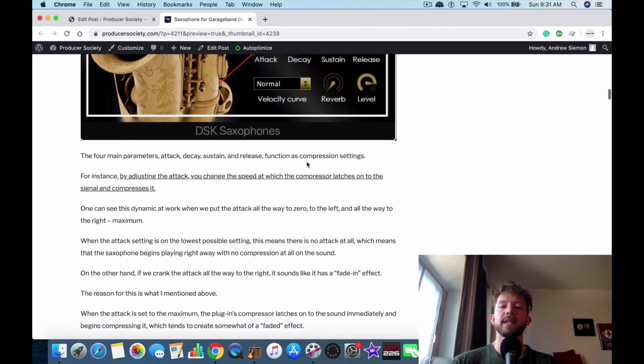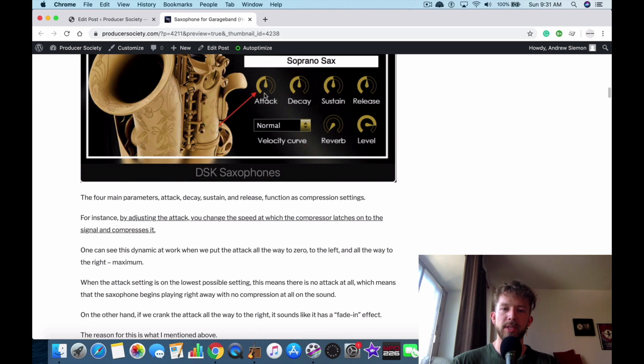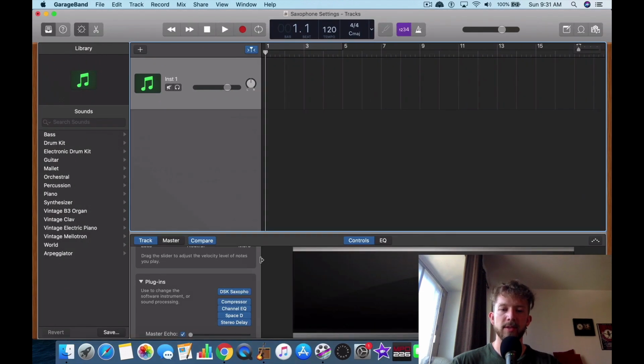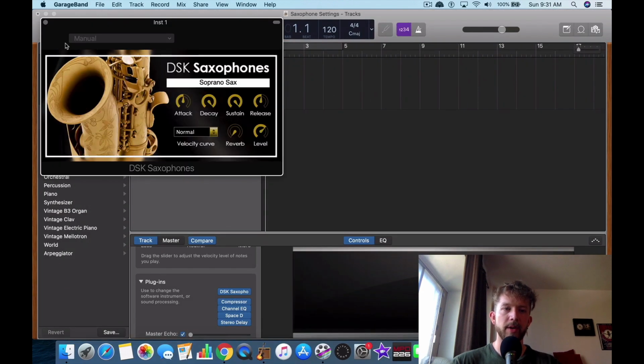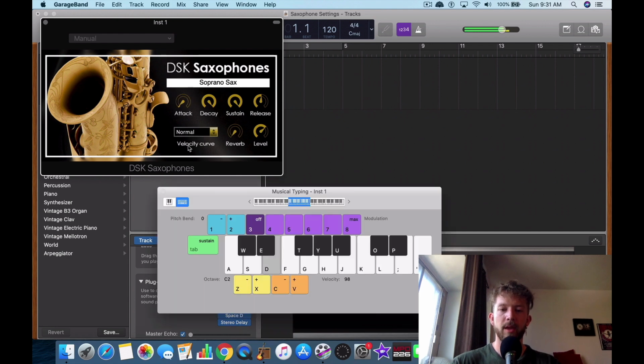So I'll tell you what the attack does. The attack, which you can see right here, by adjusting the attack, you change the speed at which the compressor latches onto the signal and compresses it. So I'm going to show you what that sounds like. So you got my sax set up right here. Let's turn the attack right off, and then we'll play a note. You'll notice that it starts playing at maximum volume pretty much right away. But when you crank it, you notice how it kind of fades in a little bit? Well, that's essentially what the attack is doing.